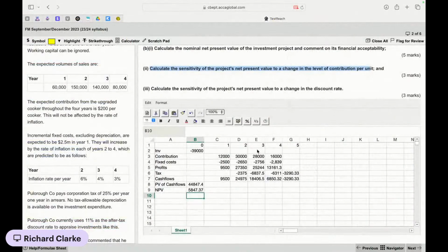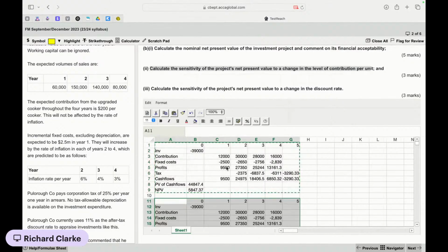So what I'm going to do here is be a bit clever, just to show you how you do it in the real exam. So copy that. Is that copy or is that paste? I can never remember. Copy that there and paste it there. So I've got another one to work with. So I'm going to work on this.